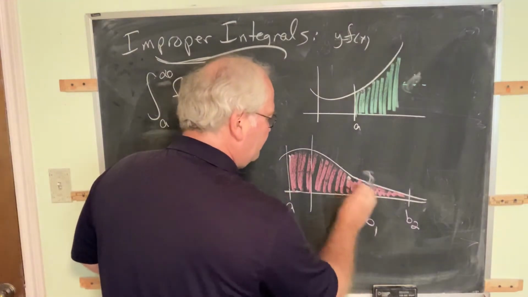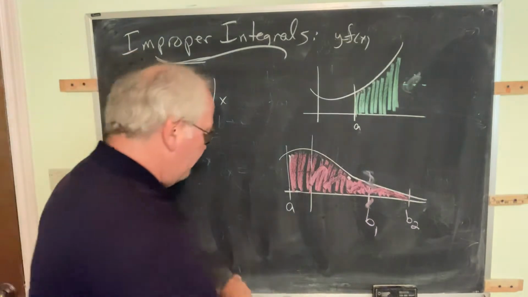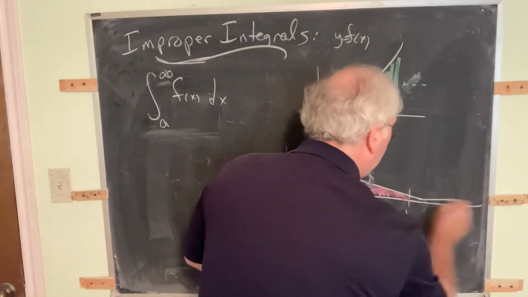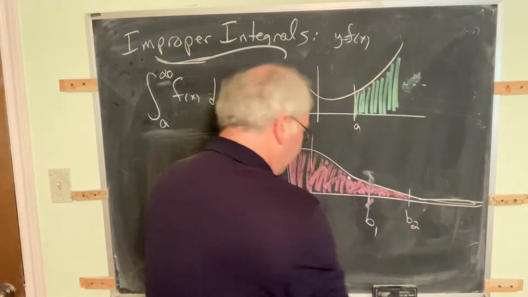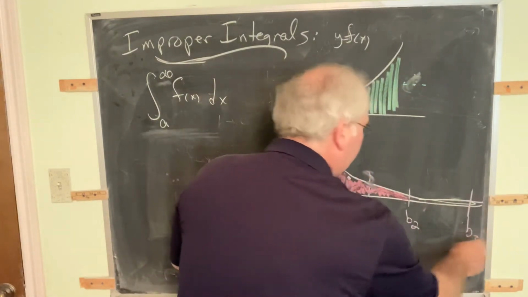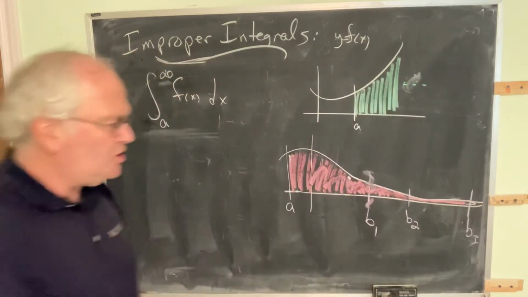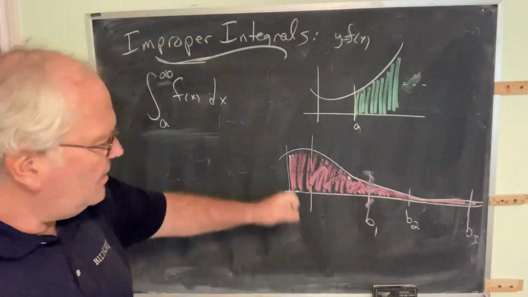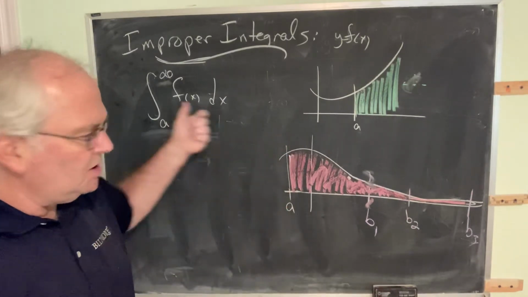Let's get rid of this. Now we're talking about all this area. That's a better approximation. If I choose a larger value for b, maybe b3 is further out, then you're getting a better approximation. This is supposed to be asymptotic. And as b gets larger and larger, the approximation gets better and better. That's the notion of this limit.